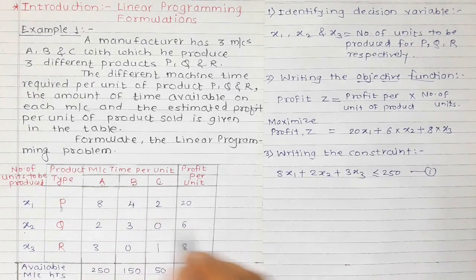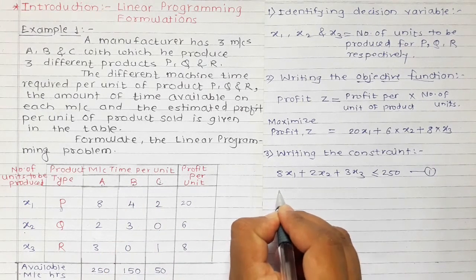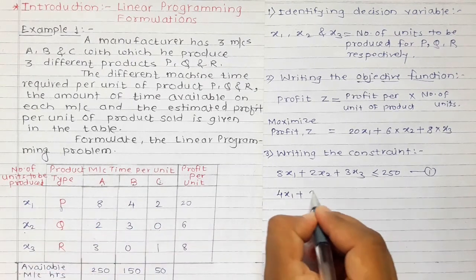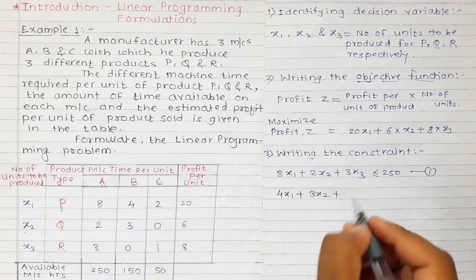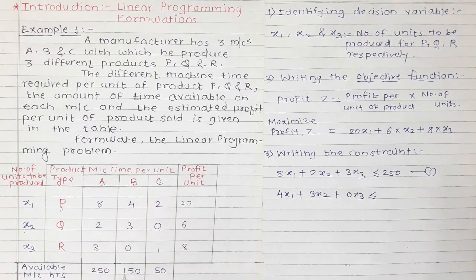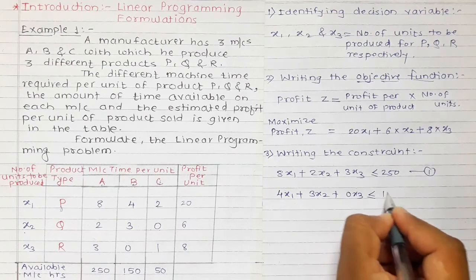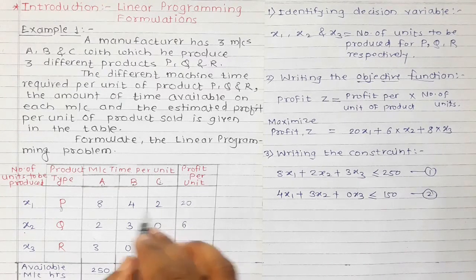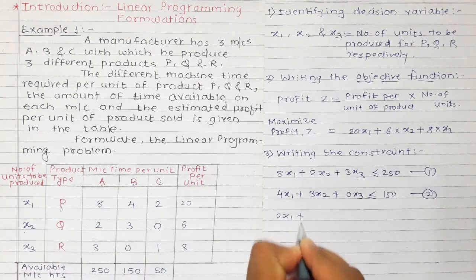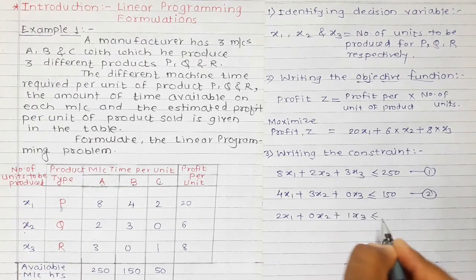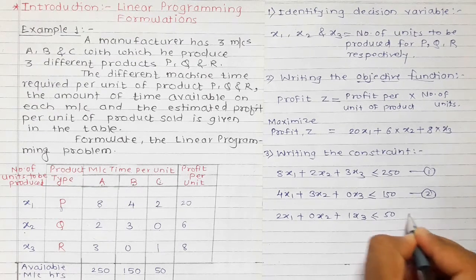Similarly, for machine B we can write 4x1 plus 3x2 plus 0x3 less than or equal to the total time for which machine B is available, which is 150 hours. So less than or equal to 150. Similarly, we can write for machine C: 2x1 plus 0x2 plus 1x3 less than or equal to 50. So this is the third constraint.